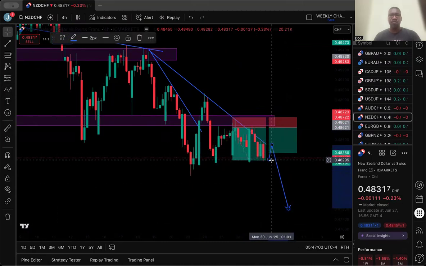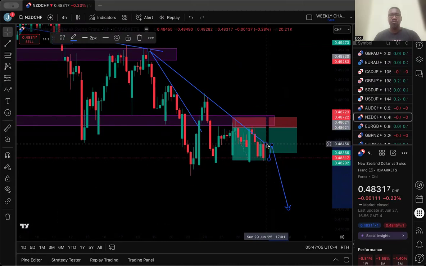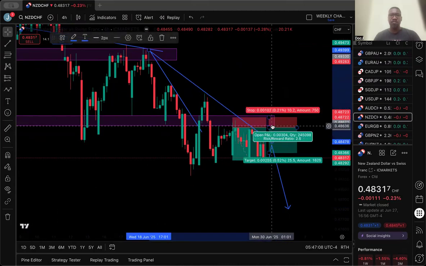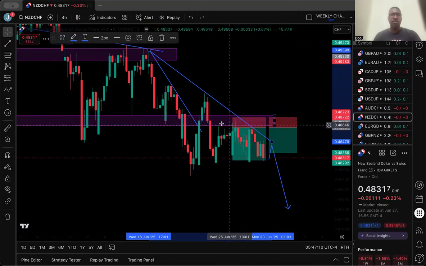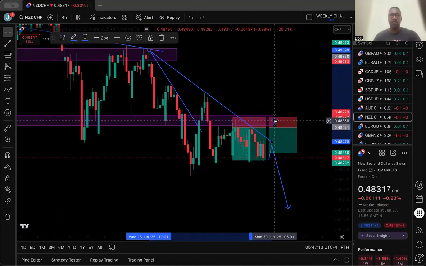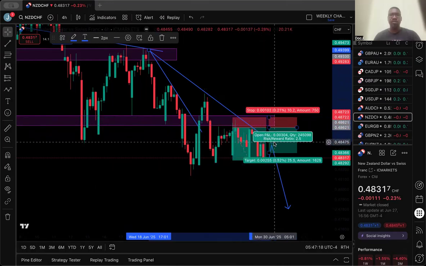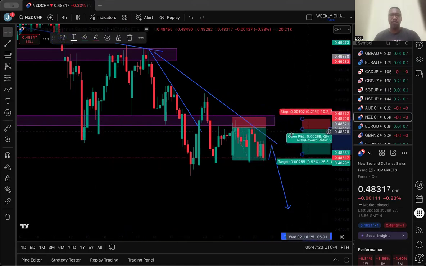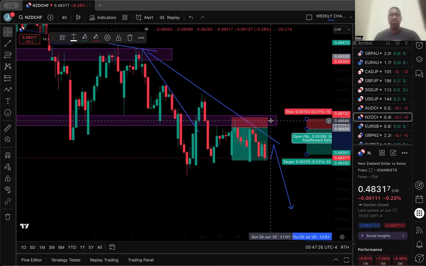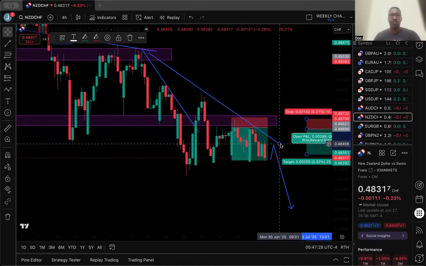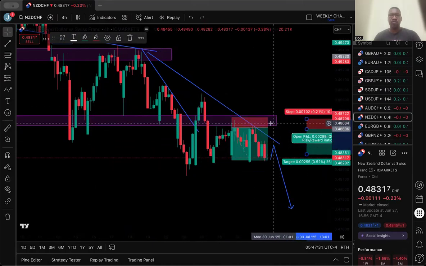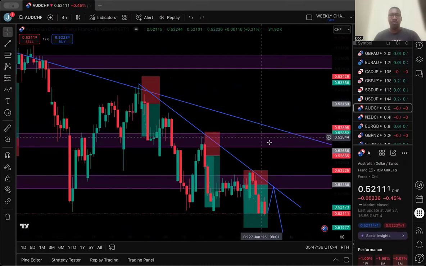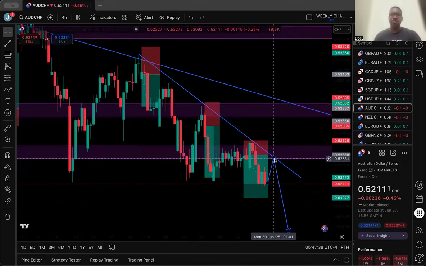I wouldn't take this one, unless it comes to this resistance area, I wouldn't take the trade. I wouldn't take it off of the trend line. I believe the resistance here is a much stronger resistance than the trend line. So I'd feel more comfortable if price were to come to this area of resistance and then sell rather than to the trend line.